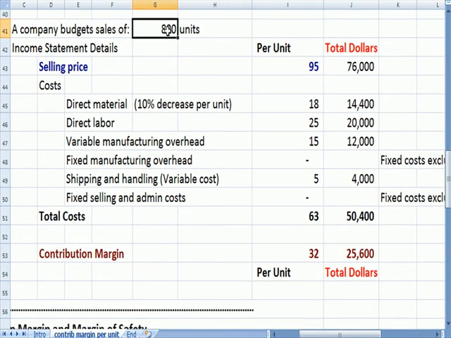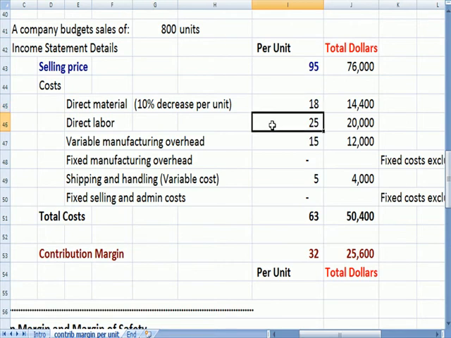So I have 800 units. My selling price went down to 95. My direct material decreased by 10%, so I took the $20 original direct material amount and multiplied it by 90%. So we're down to $18 direct material.